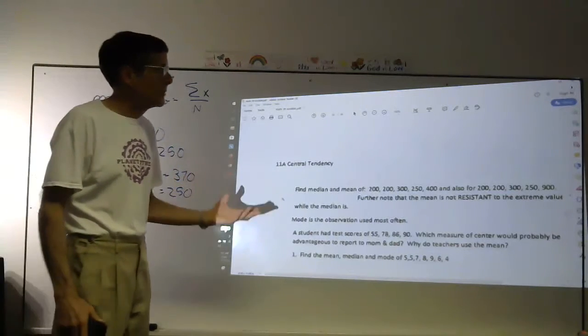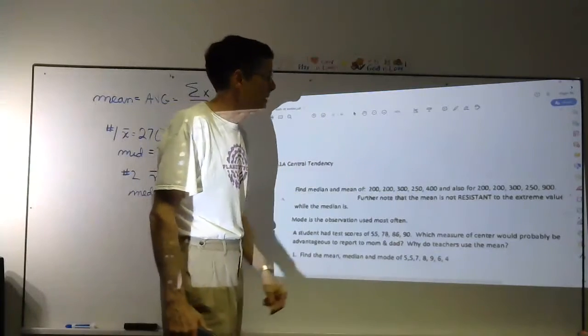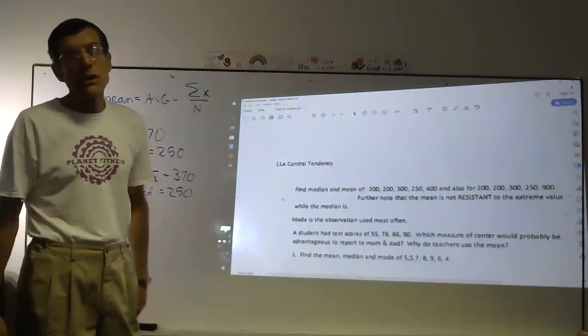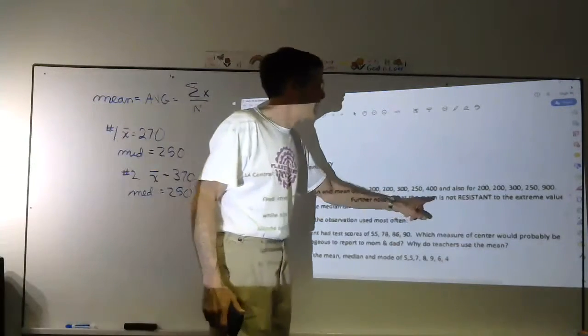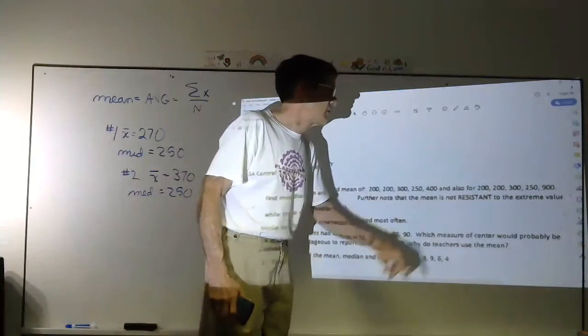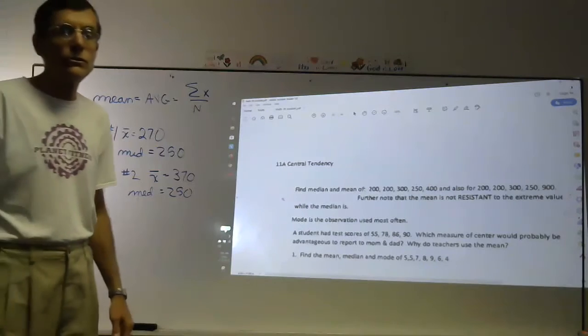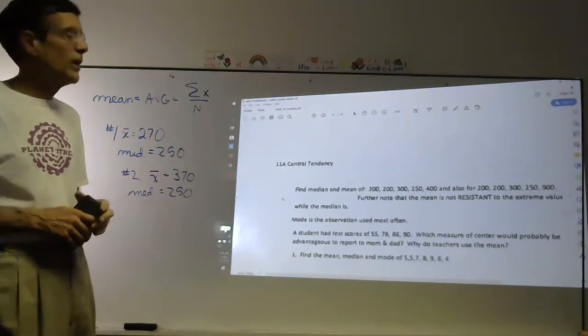If you would have inserted an extremely low data value and kept everything else the same, the mean would have jumped down and the median would have stayed the same. Okay? So it means that the mean or the average is not resistant to extreme values. It changes when extreme values change. The median is resistant to extreme values.